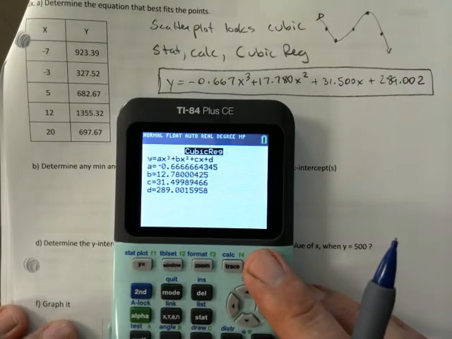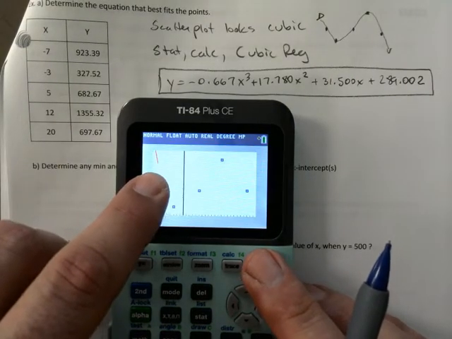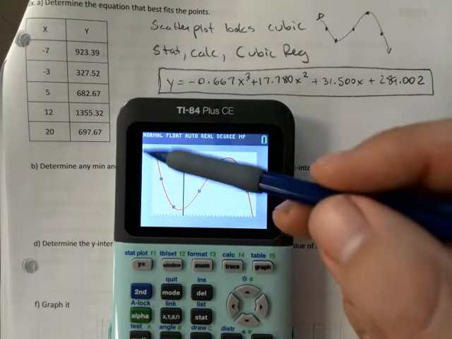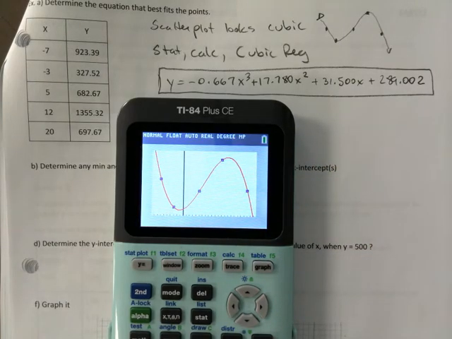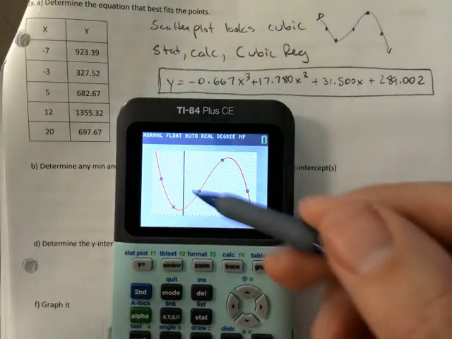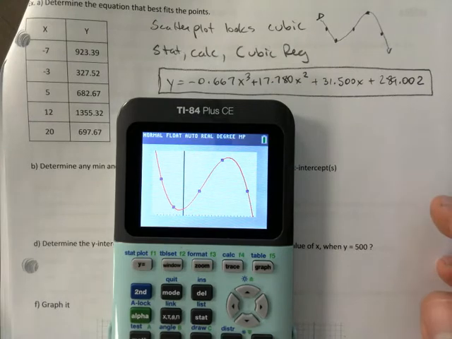Let's see what it looks like. It has a negative leading coefficient as I predicted, right? So there it is. You might have to adjust your window, guys. Some students think Zoom 9 is going to do it. It's going to get you started. You might have to adjust sideways. In this case, it's a very nice window.